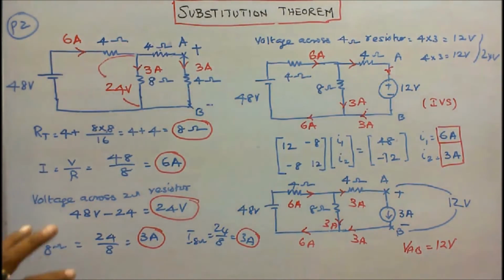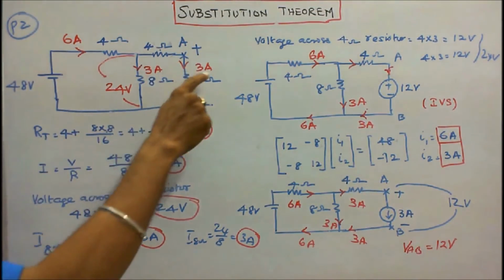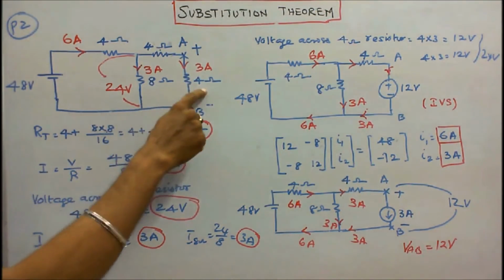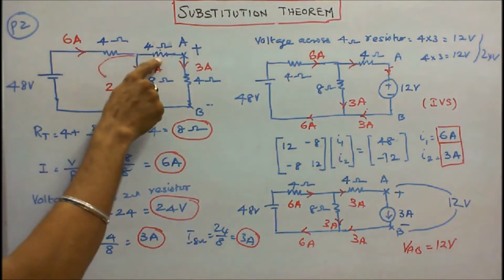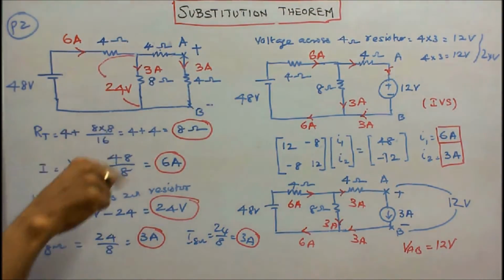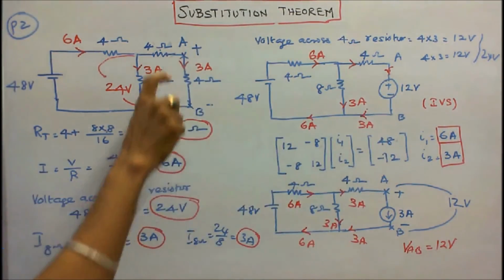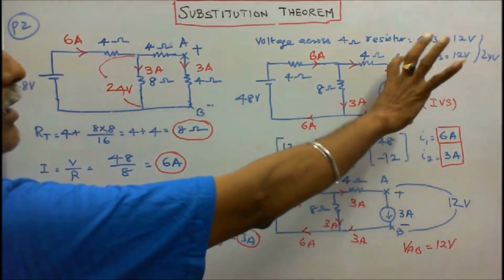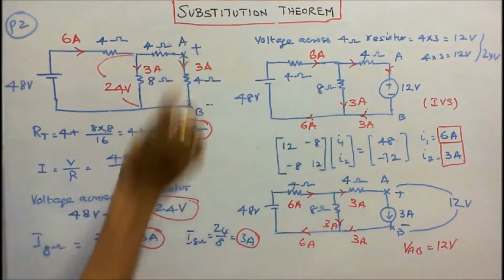First step, I have to substitute an independent voltage source in the branch AB. Here I know the current is 3 amps and the resistance is 4, so I can find the voltage drop: 3 into 4, that is equal to 12 volts. Here for this 4 ohm resistor, 3 into 4 is equal to 12. 12 plus 12 is equal to 24. Kirchhoff's voltage law is verified. So this is 12 volts. I have substituted an independent voltage source in branch AB. This is 12 volts. This is 4 ohms. This is 8 ohms. This is 4 ohms.